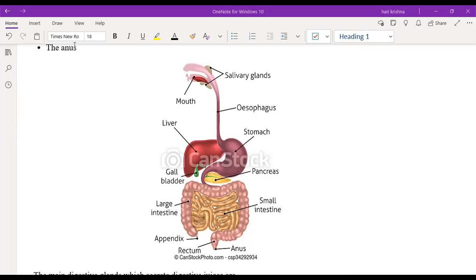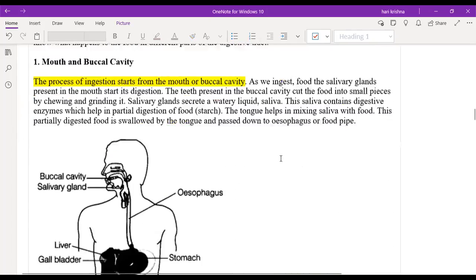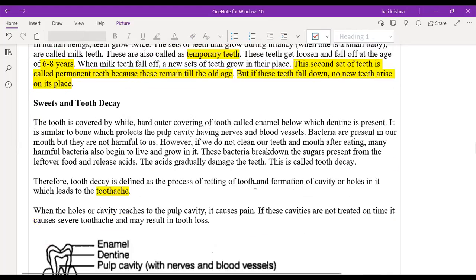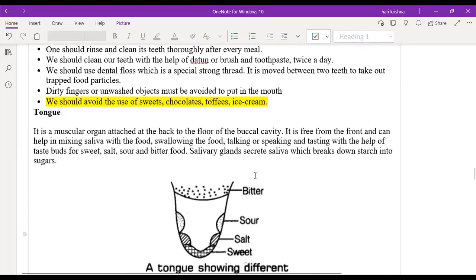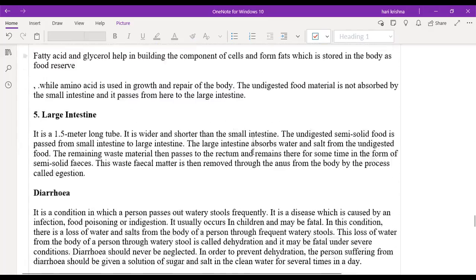Sir, it will secrete digestive enzymes which help in digestion. Good. But which ones will it break down? Sir, fats. Carbohydrates also will break down. Pancreatic juice breaks down the starch. Okay, just wait a minute. We'll check it.